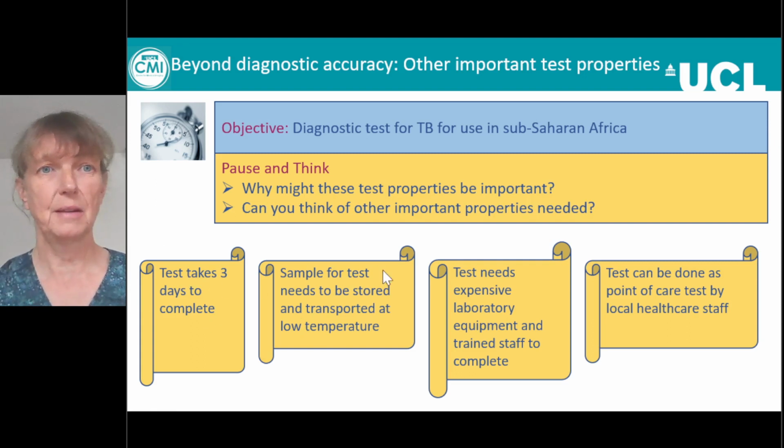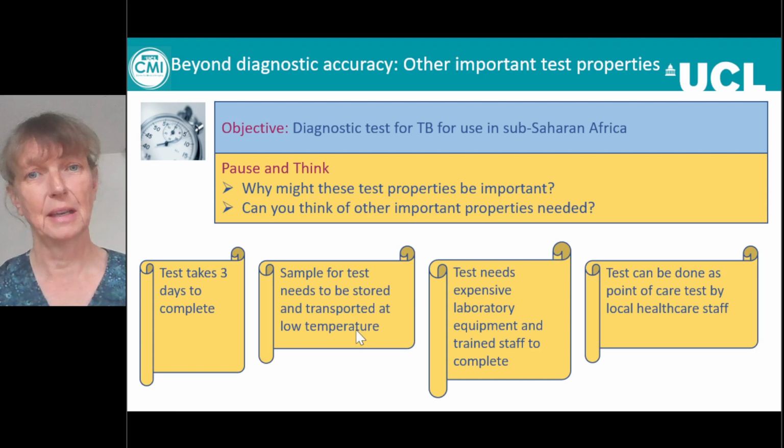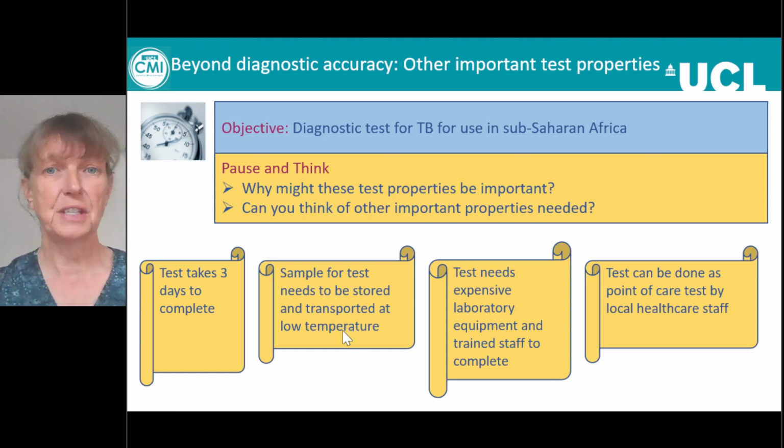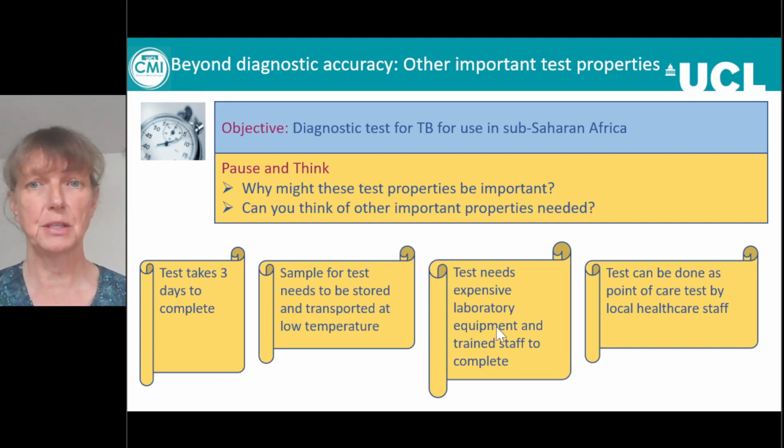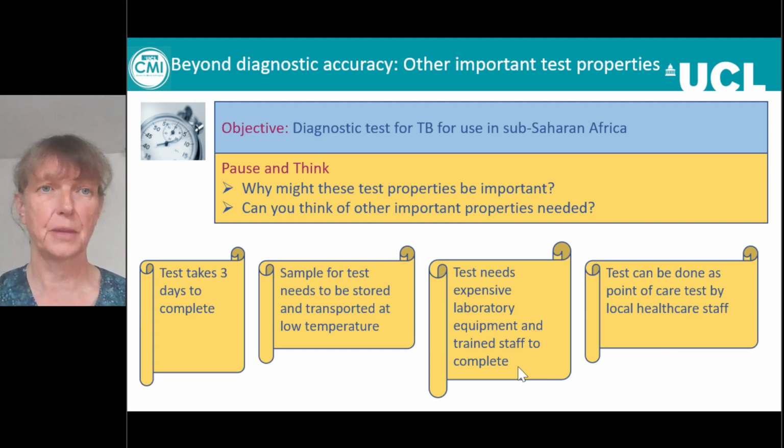Now, in some rural areas in sub-Saharan Africa, it is really tricky to have a cold chain for storing and transporting samples. So if your test sample needs to be stored at low temperature, that may not be a suitable test in all locations. Again, expensive laboratory test equipment and trained staff is not always going to be available in all different countries and parts of the world. The most useful type of test is going to be this one, where we can actually see that the test can be done by local healthcare staff as point of care.